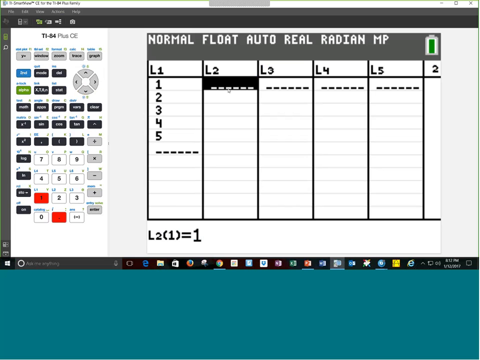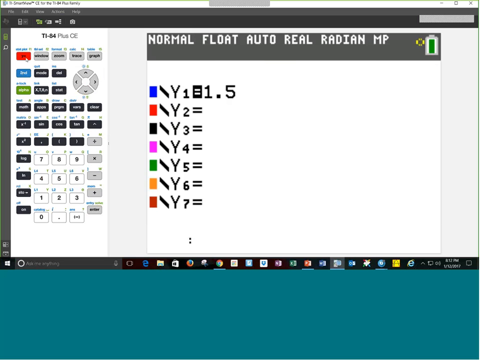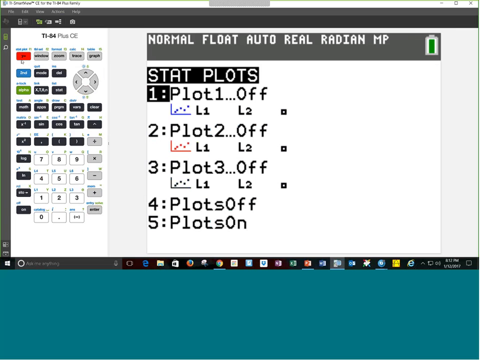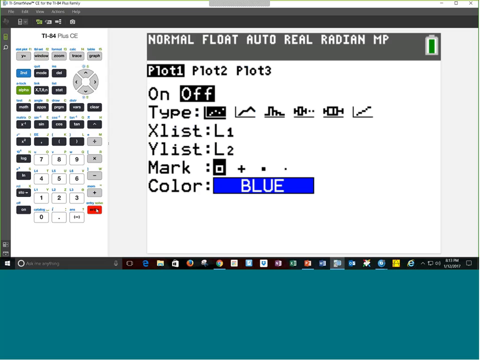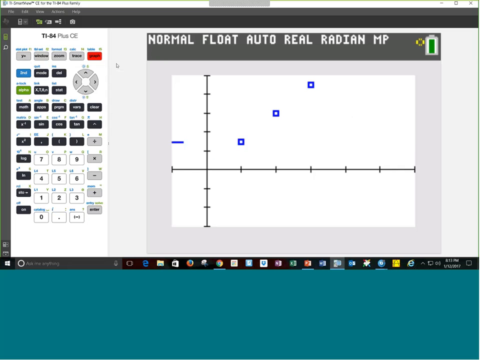1.5, I'm probably going to mistype something in a minute. 3, 4.5, 6, 7.5. Okay, and then we're going to look at the graph of that stat plot. And so I want to turn that stat plot on, and we'll look at the graph.